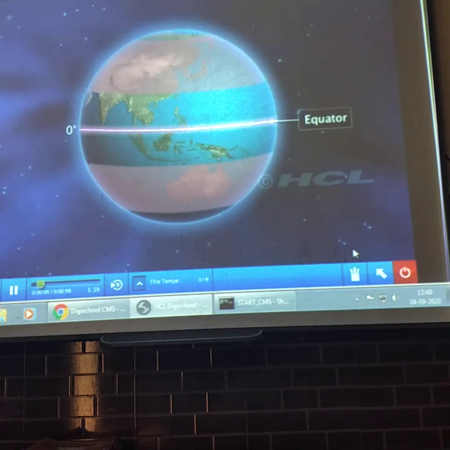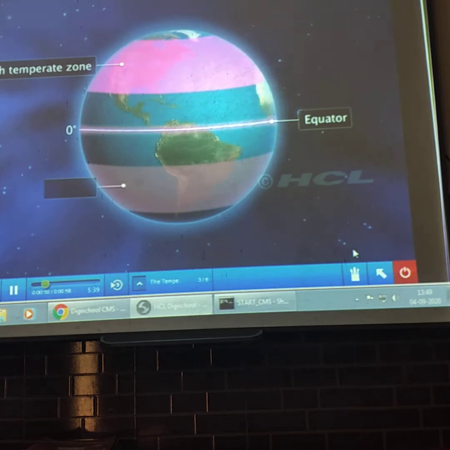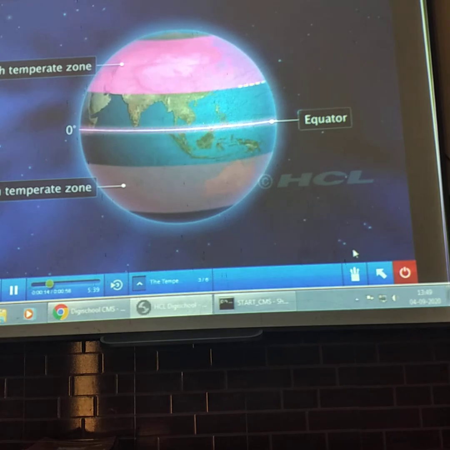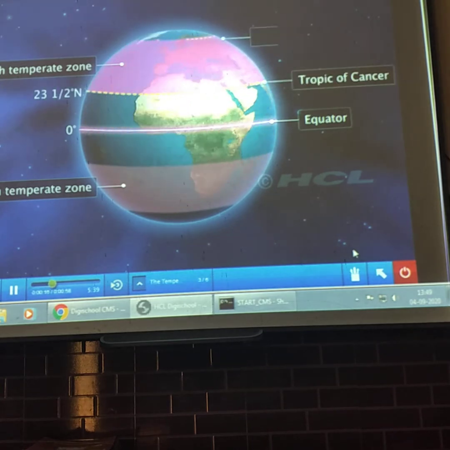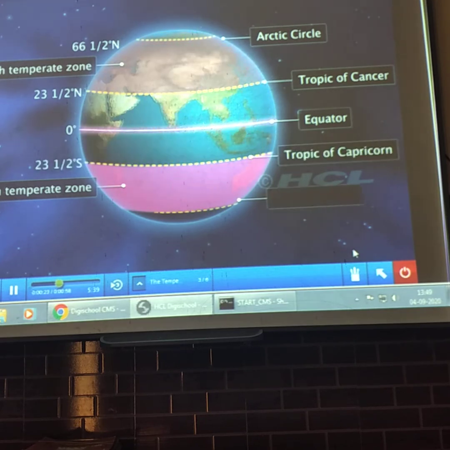The temperate zone is divided into two parts, the north temperate zone and the south temperate zone. The north temperate zone lies between the Tropic of Cancer and the Arctic Circle. The south temperate zone lies between the Tropic of Capricorn and the Antarctic Circle.